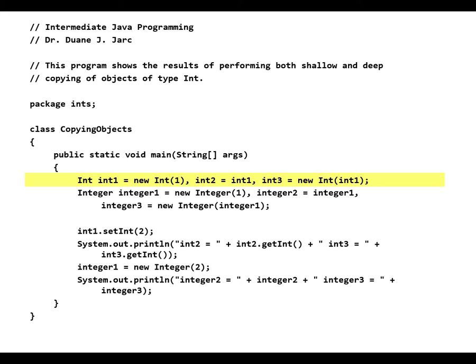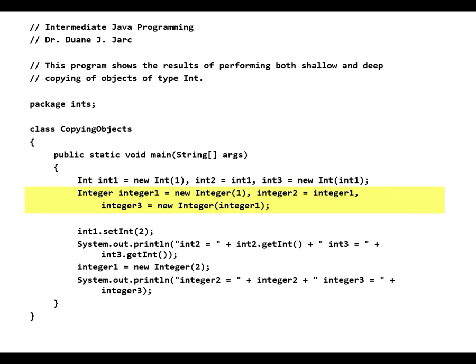The second, int2, is assigned to int1, which means a shallow copy was performed. So int1 and int2 point to the same object. The third object, int3, is created using the copy constructor that makes a deep copy of int1. So int1 and int3 contain the same values, but they are different objects.